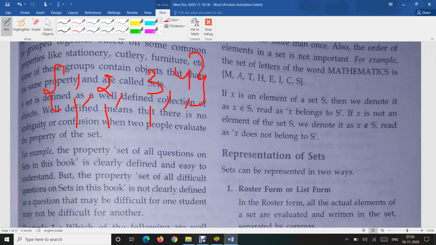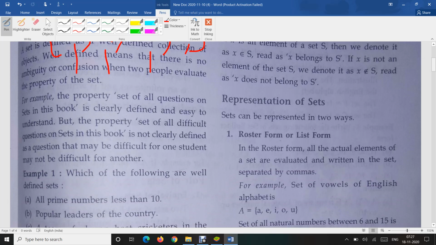The next we studied about the representation of sets. We have the representation of sets in two ways. The first one is roster form or listing method, you can say roster form or list form, and the second one is set builder form. The roster form is simply the elements within curly brackets, separated by commas, just like we have {1, 2, 3}. These are the curly brackets, these are the elements, and these are the commas.